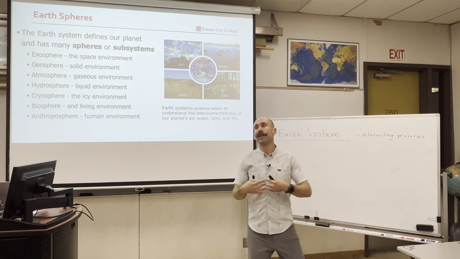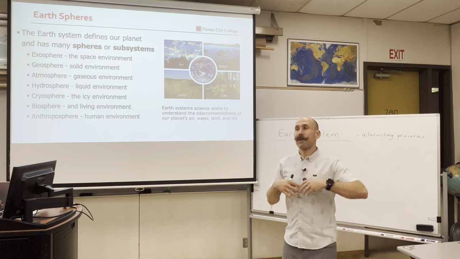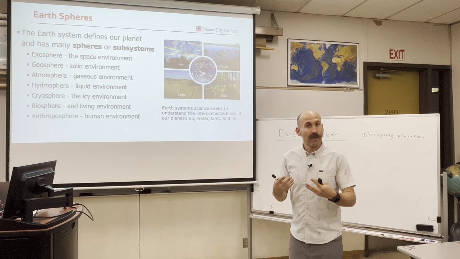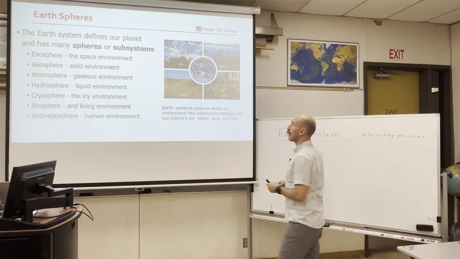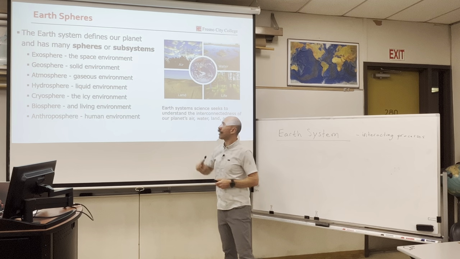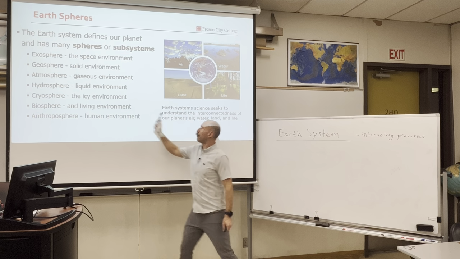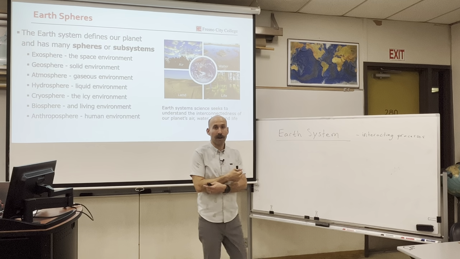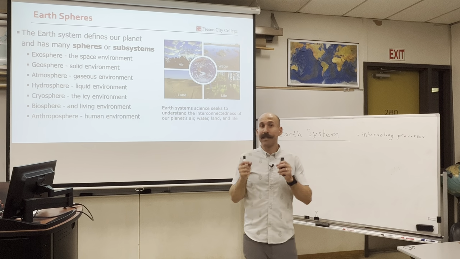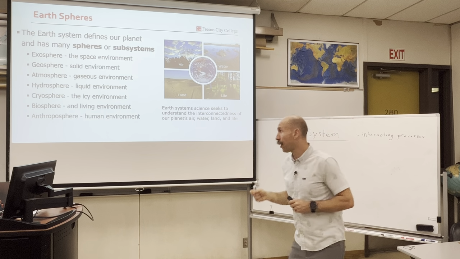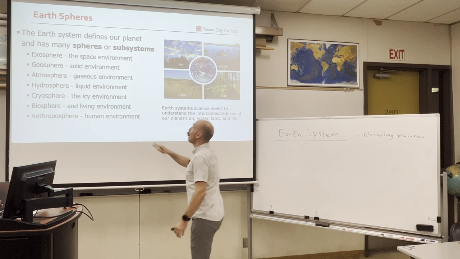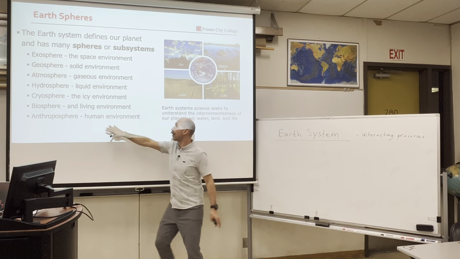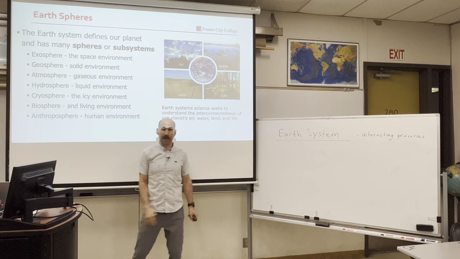But we could zoom out a little bit more. We could be more inclusive with our thinking and our understanding. We could even bring in space, the exosphere, the portion of the hydrosphere that's frozen, because frozen water on our planet has significant impacts. We'll call that the cryosphere. And then humans have significant impact, and we call this the anthroposphere.